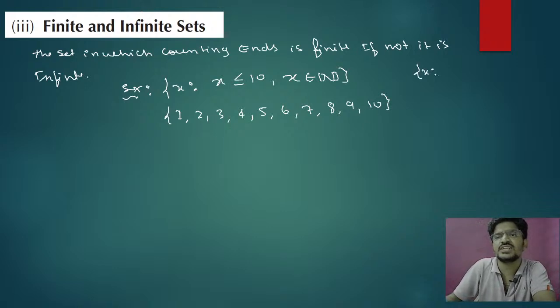Suppose if I write x such that x is lesser than or equal to 10, comma x belongs to integers. So this is infinite.